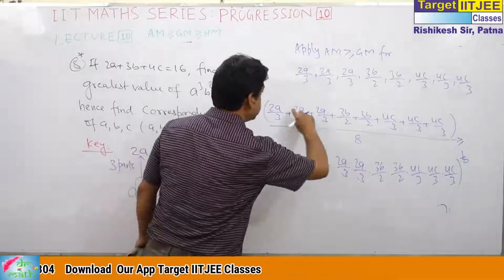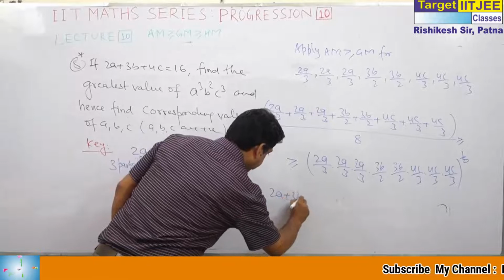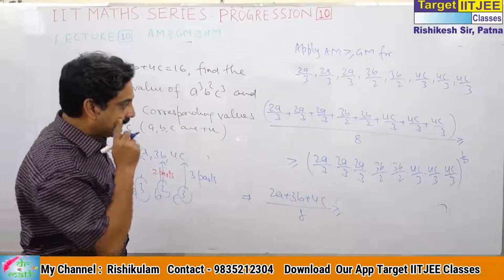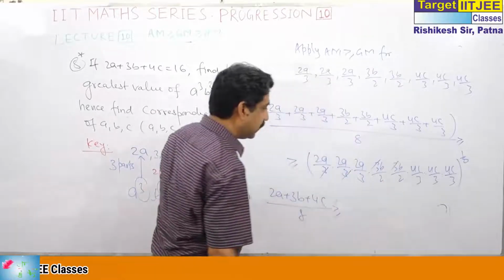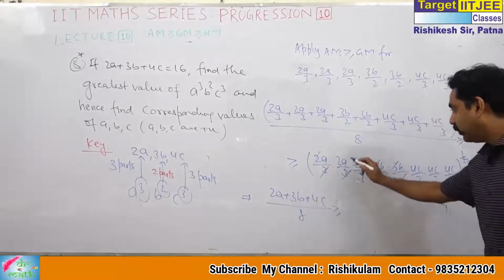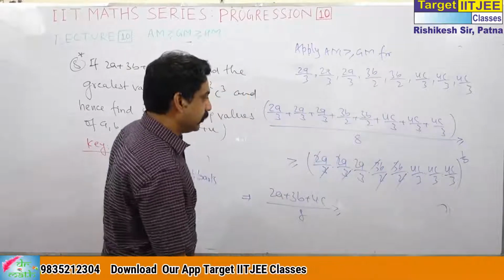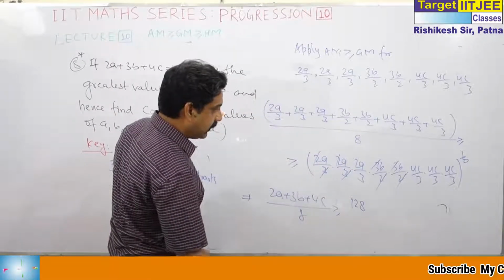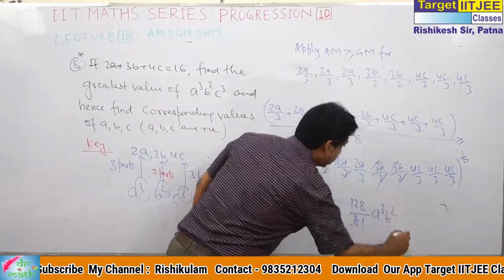On addition this will give what? This will give 2a plus 3b plus 4c, divided by 8. Some quantities are cancelled. The 3 and 3 cancel, and the 2 and 2 cancel. So this is 4 into 4 into 4, 64. 64 into 2 is 128. And in the denominator, 81 to the power a occurs thrice, a cube b square.